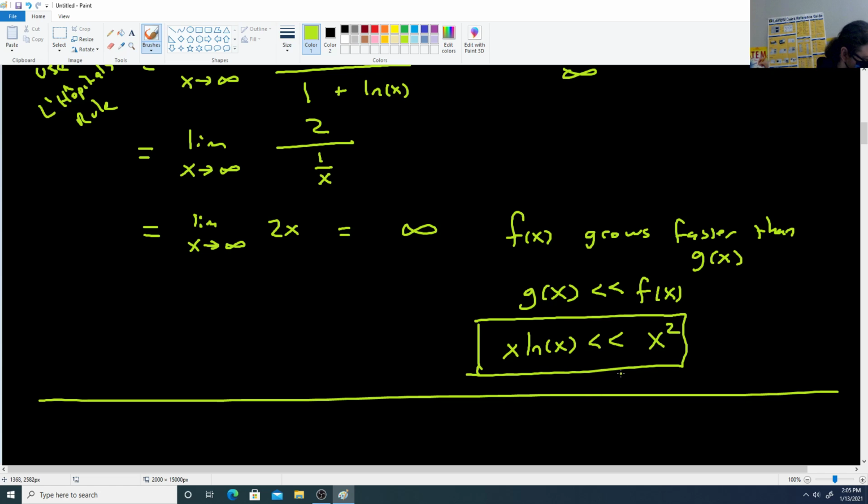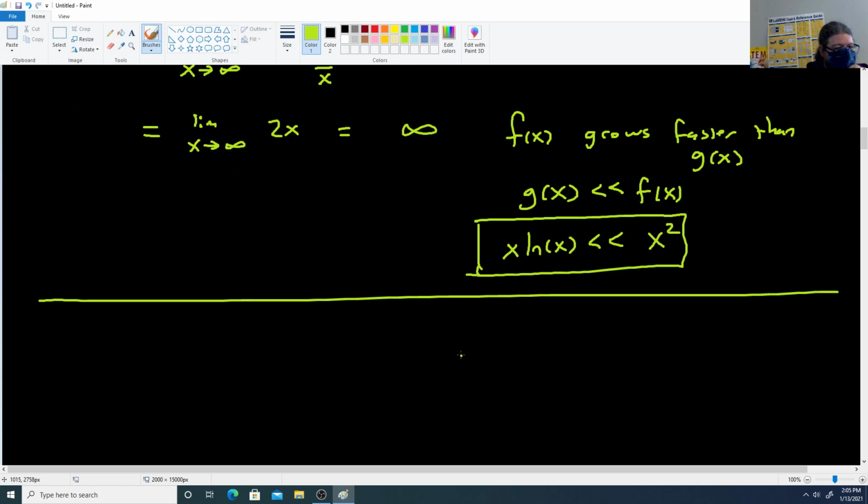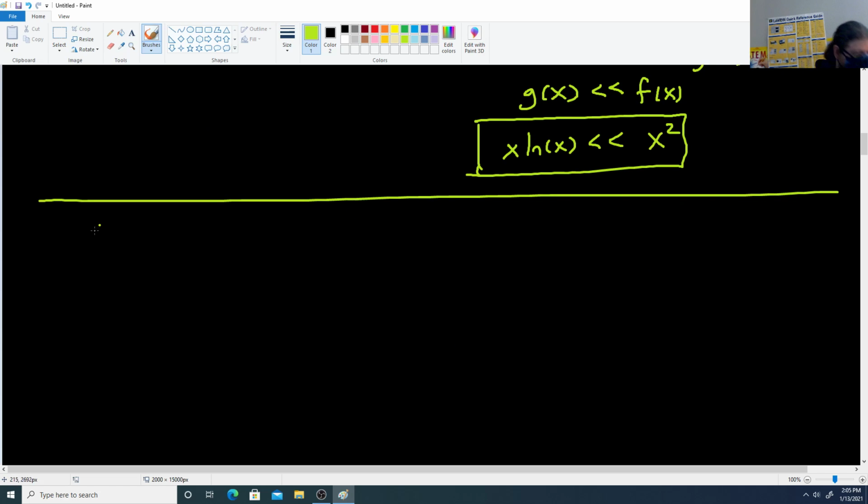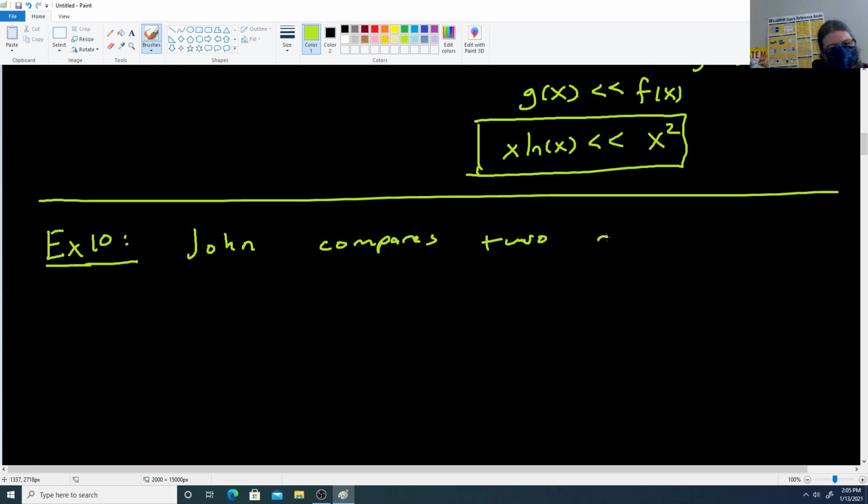Okay. So we're going to do one more of these, and then we have one last statement, and then that's going to wrap it up for section 4.5. So this is example 10. For example 10, Jonathan's interested in comparing two computer algorithms. So let's say John compares two algorithms.